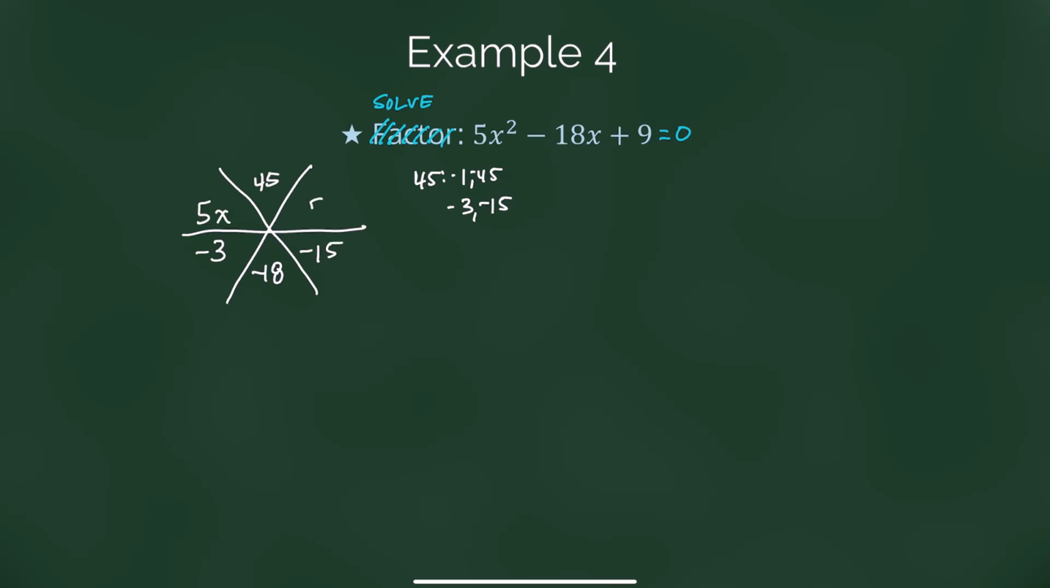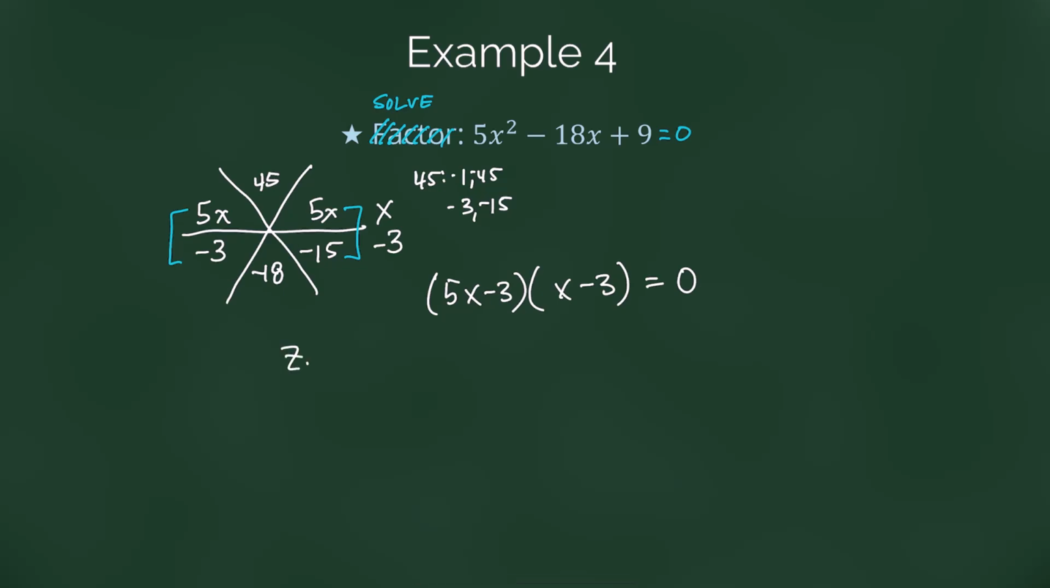Then we'll put 5x here and 5x here. Notice at the left side, there's no simplification. We leave those alone. Over here, 5x and negative 15 are both divisible by 5. So we get x and negative 3. So our factorization is 5x minus 3 and x minus 3. And that is going to equal 0.